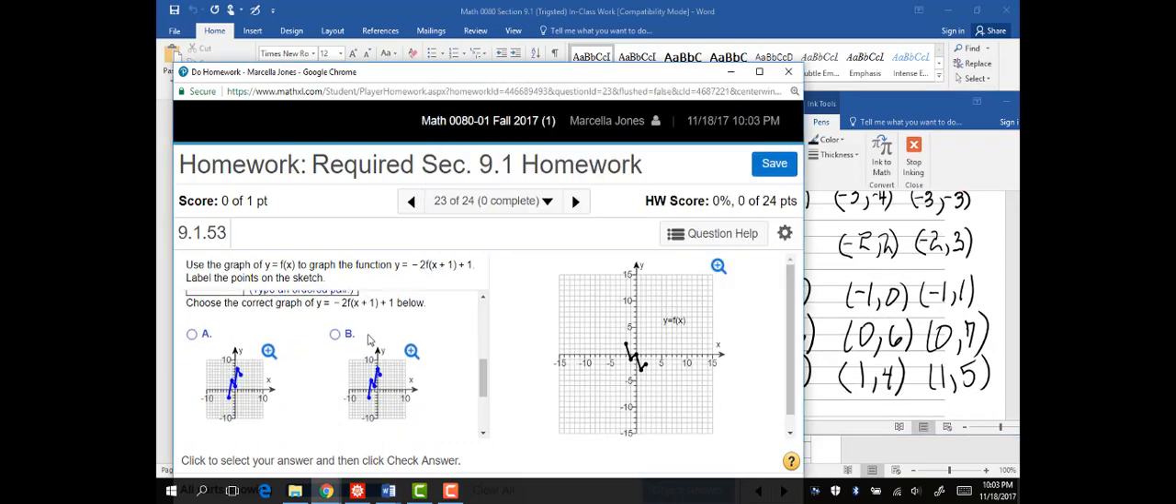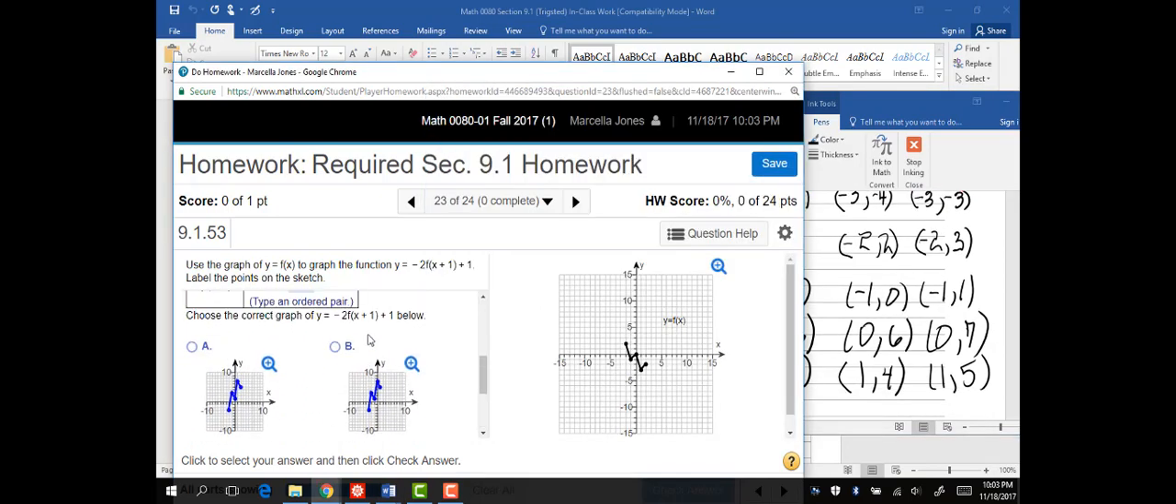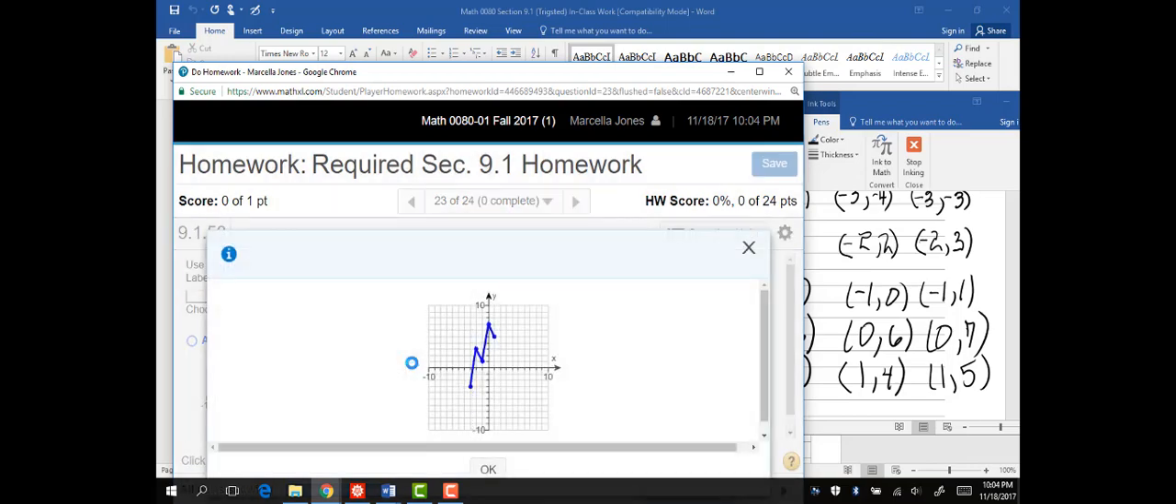All right, so let's look at the options. So I needed to have the point (-3, 3). I needed to have the point (-2, 3). The point (-1, 1). So that's not on A. That could possibly be here. I have the point (-3, -3). Let's make that a little bigger. So here's my point (-3, -3).